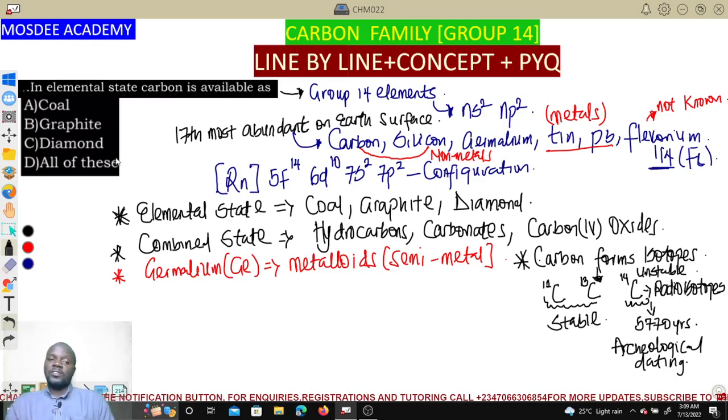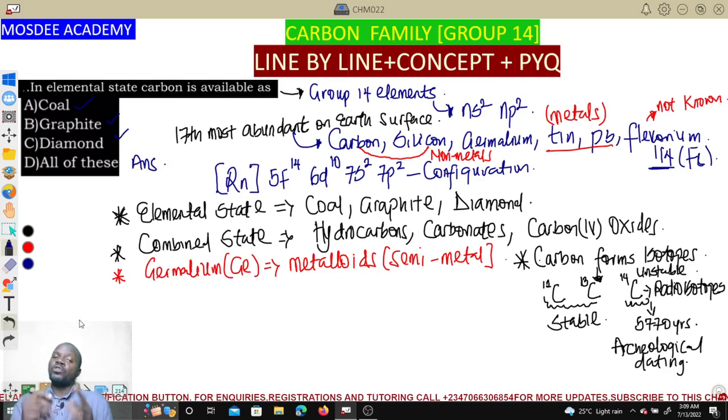So guys, let's start answering the questions one by one, line by line, helping you to answer them and giving you some knowledge about other things you need to know as you move forward. So I hope you enjoy the method. Let's start. Elemental state: coal, graphite, and diamond is correct. So all of this will be the answer to this question. We'll go to the next one.